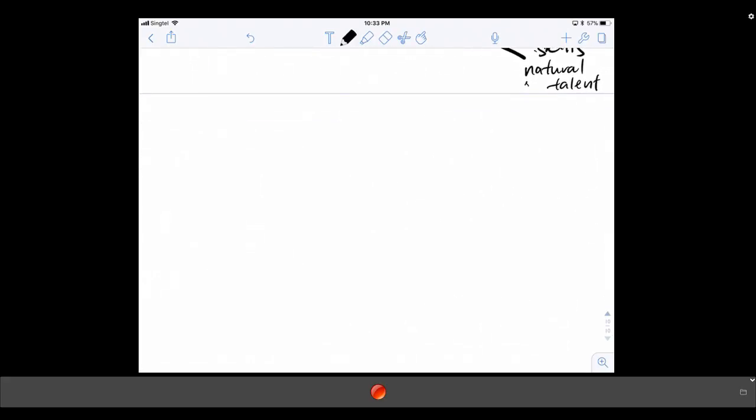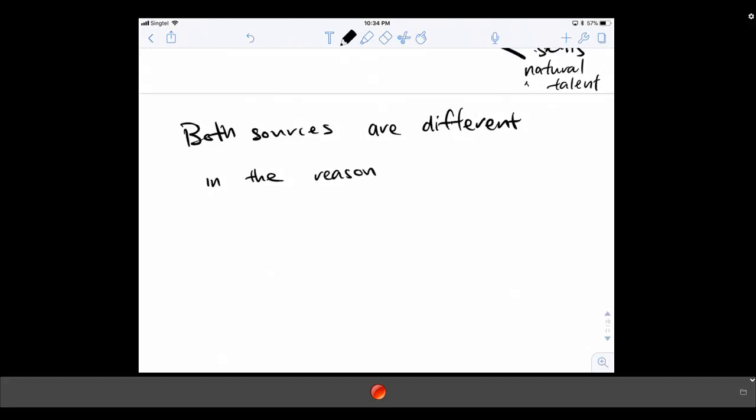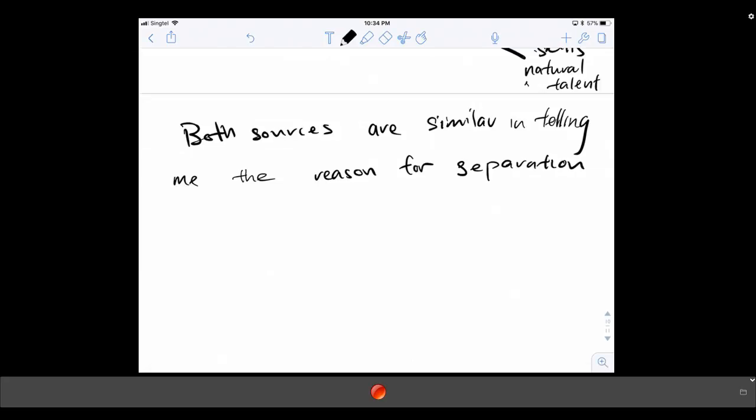So when you look at the main statement, you'll say something like this, right? Both sources are different in the reason. Okay, let's do similarity first. Both sources are similar in telling me the reason for separation is what? Is economic reasons. Okay, let's say you're talking about this.